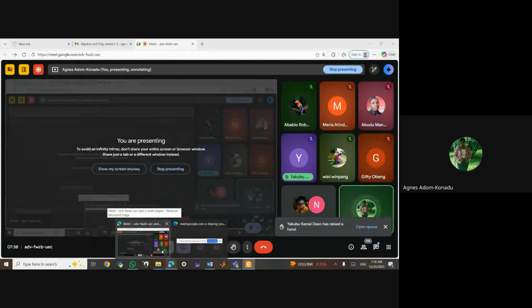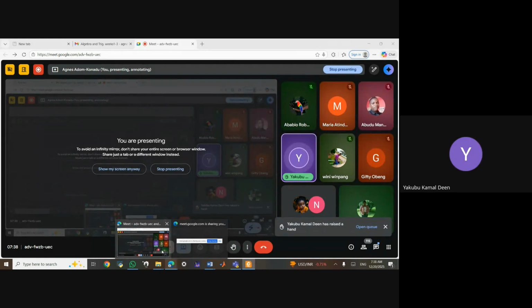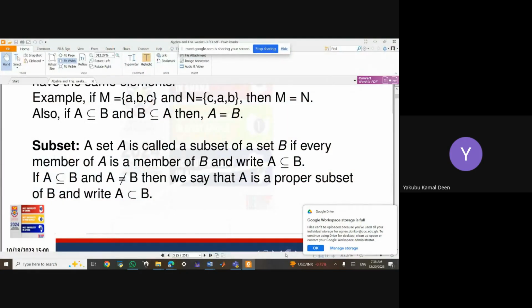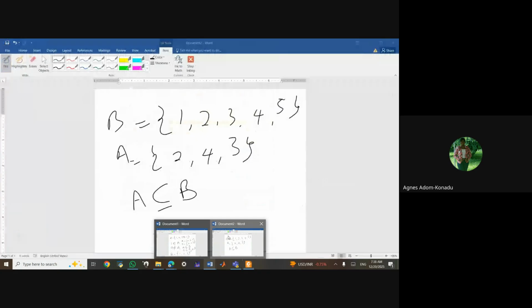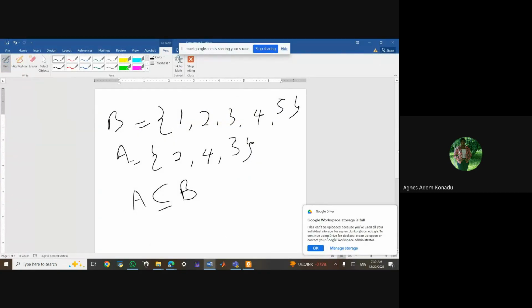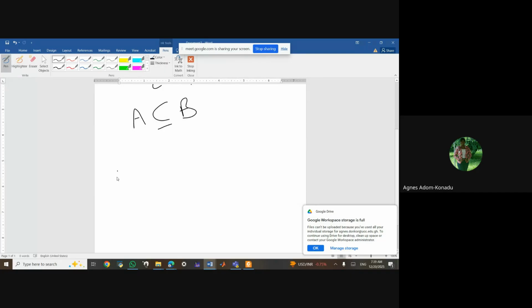Okay, Yakubu. Madam, the symbol of equal set and the subset, are they the same? Equal set, yes, the symbol in between them. Equal set, we use equal to. So if two sets are equal, we write it as that.